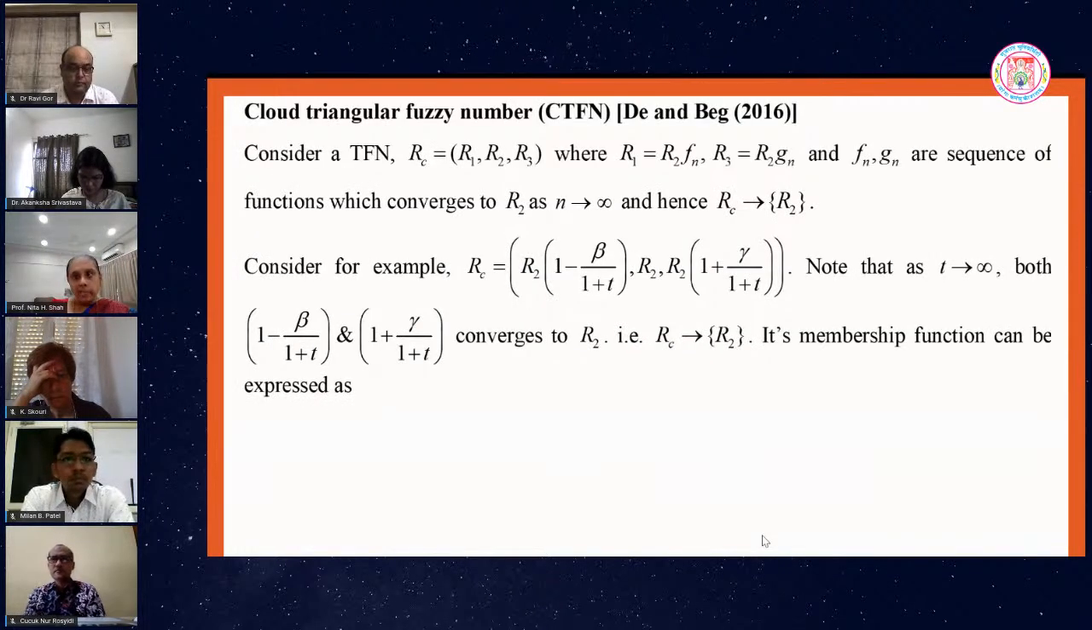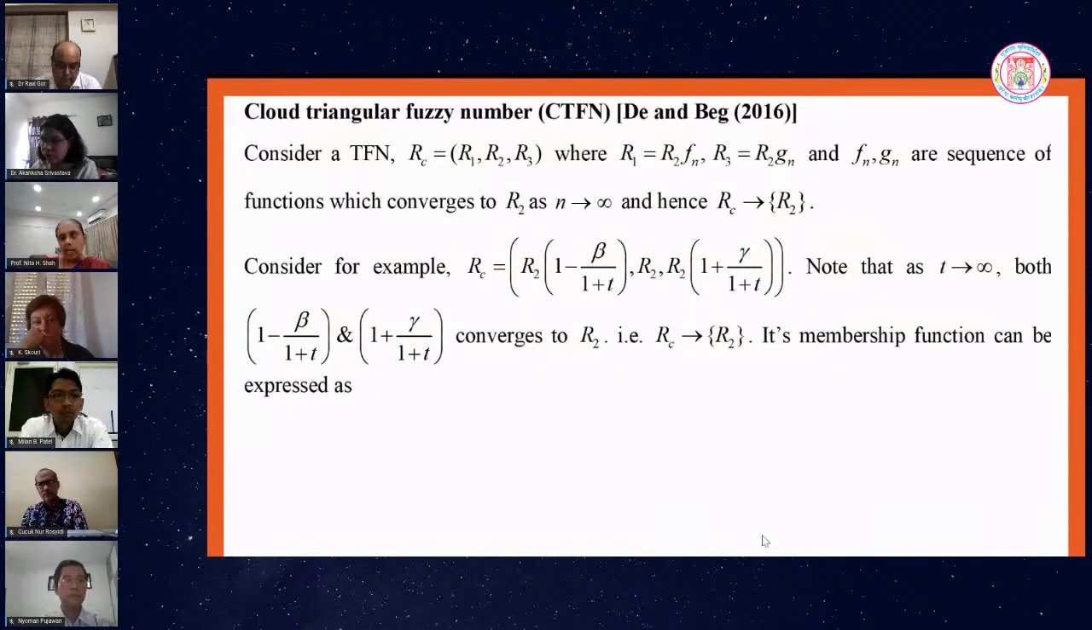Okay. Now, similarly, we can define a cloud fuzzy number, and to my knowledge, from the literature review, Day and Beck in 2016 defined the triangular cloud fuzzy number as R1, R2, R3, where R1 is R2 times Fn, R3 is R2 times Gn, where Fn and Gn are sequences of functions which converge to R2 as n tends to infinity. And hence, the cloud fuzzy parameter will converge to R2, which is a constant 1.